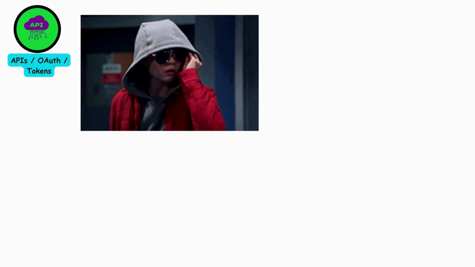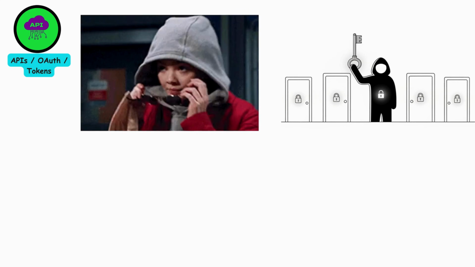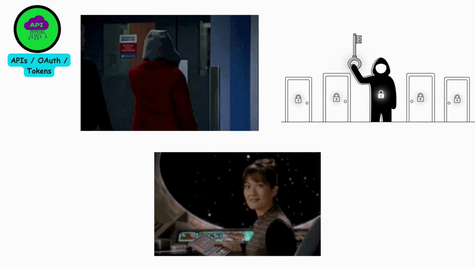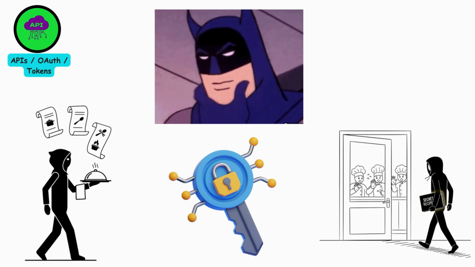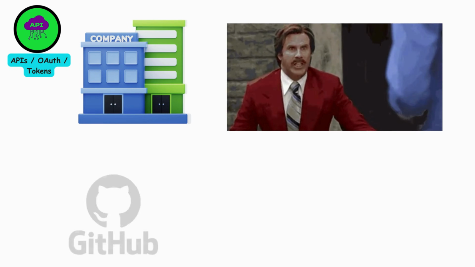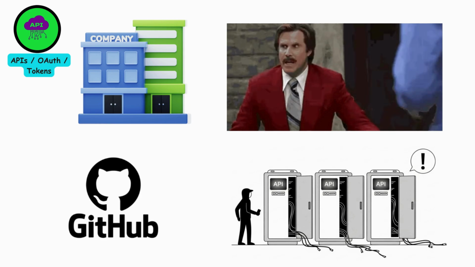Hackers love stolen tokens because one key can open multiple doors, giving them access without breaking a sweat. Imagine a waiter who suddenly remembers every secret recipe and decides to walk off with them. That's your API with a leaked key. Companies have lost millions over public GitHub tokens and poorly configured API endpoints.